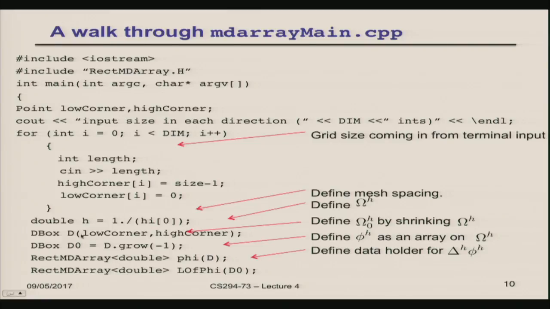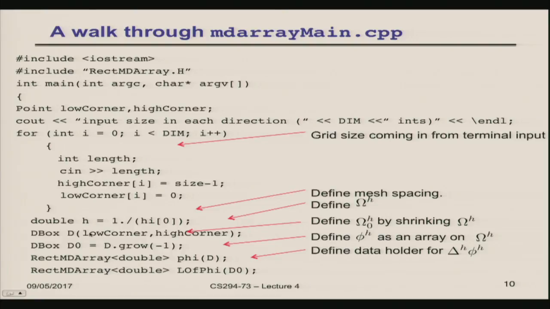I've also now set a mesh spacing h, which is 1 over the number of points in the 0th direction. Now I finally can define my box. DBox has a constructor. It takes 2 points, a low corner and a high corner, and it creates a box with the obvious low and high corner.